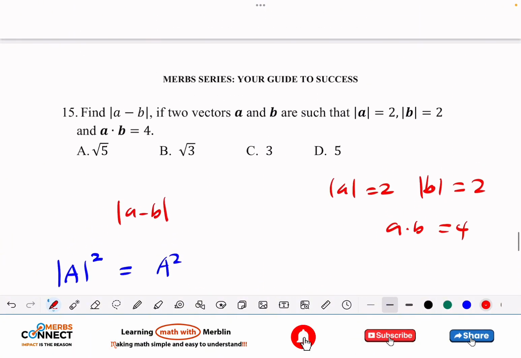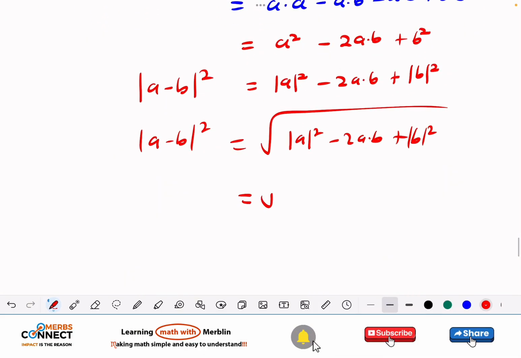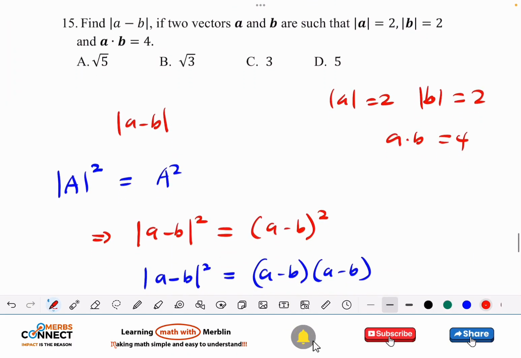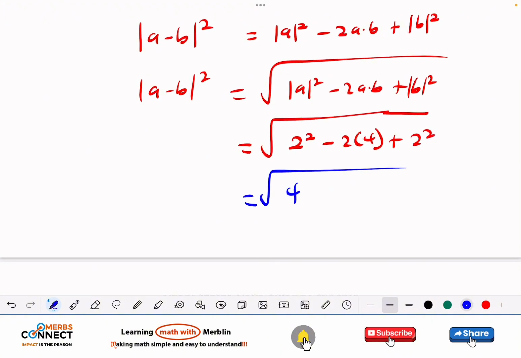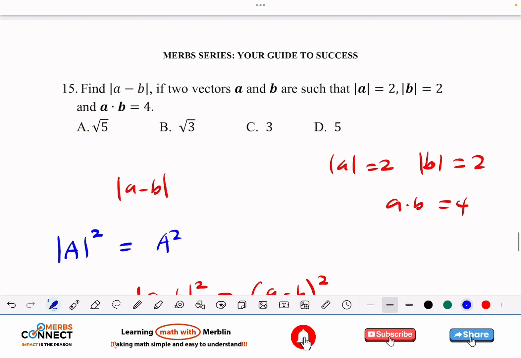Indeed, we have magnitude of A, magnitude of B, and A dot B. So we can plug them in. So magnitude of A is 2, so I'm going to have 2 squared minus 2 times A dot B, which is 4, plus magnitude of B squared. Is B 2? Yeah, it is 2. So what are we going to get from here? We are going to get 4 minus 8 plus 4. Oh, okay, I think there is a mistake here. The B is supposed to be 3. Yeah. So B is 3.